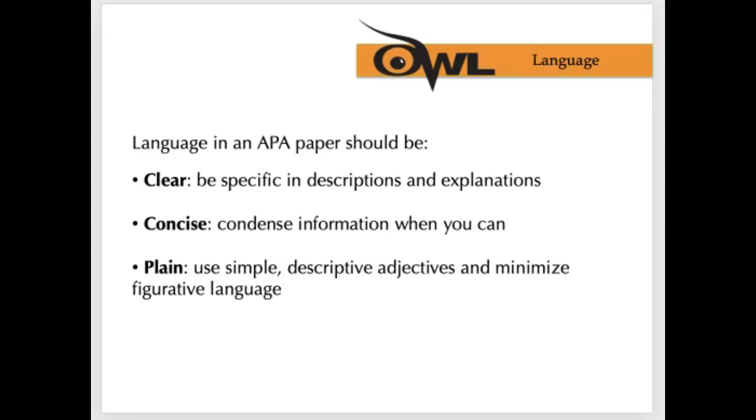APA papers need to be clear, concise, and plain. You want to be using descriptive adjectives, simple words, be as concise as possible, and be clear in what you're saying. You may see from time to time that I comment on your paper that it wasn't clear or that you didn't make a point. Sometimes people talk around their points because they have the point in their head, but then they don't actually translate that into writing about it on paper.